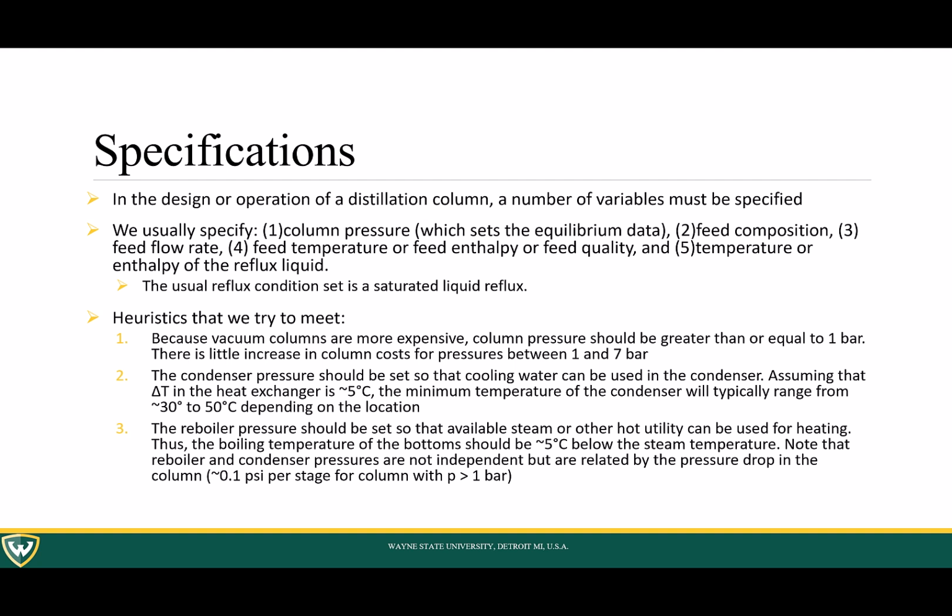Note that reboiler and condenser pressures are not independent, but are related by the pressure drop in the column. You'll usually get about 1/10 of a PSI change per stage for a column with pressure greater than 1 bar. So you do get a pressure differential across the height of the column. For the sake of this class, we're going to assume that the entire column is just going to be at a specific pressure, but just know that you are getting a pressure differential across the column.